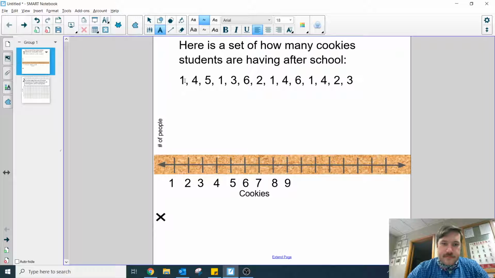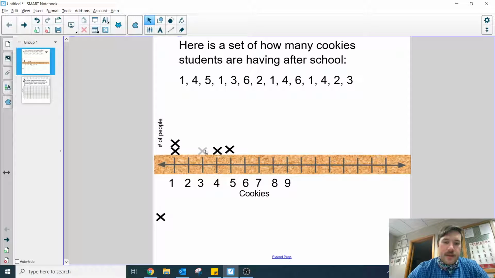So in order to make a line plot, you're going to look at the data set and you're going to put these values on here. So the first one says 1, so we're going to put an x on 1. Then the next one says 4. Then 5. Then 1 again.